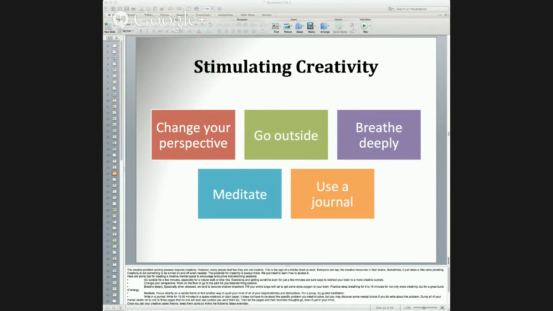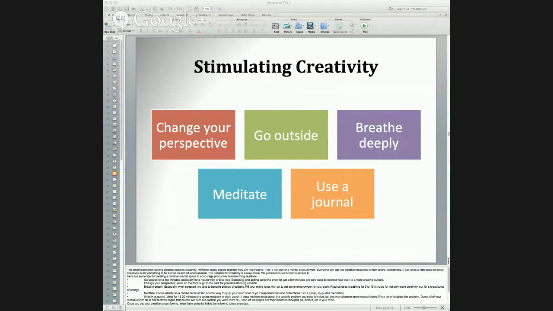Meditate. Focus intently on a candle flame or find another way to quiet your mind of all of your responsibilities and distractions. For a group, try guided meditation.